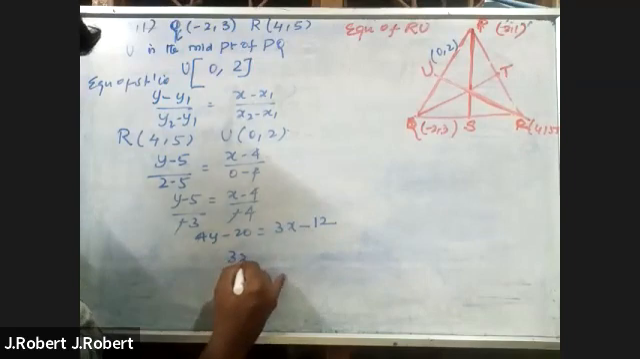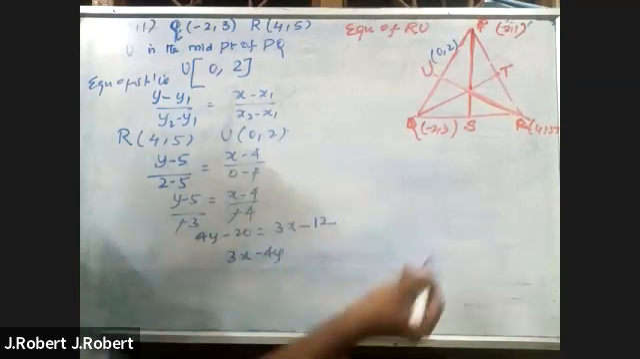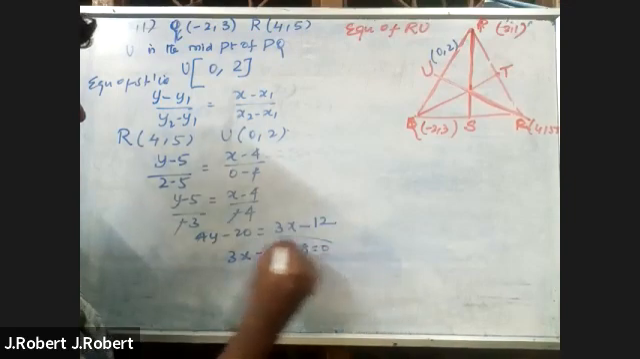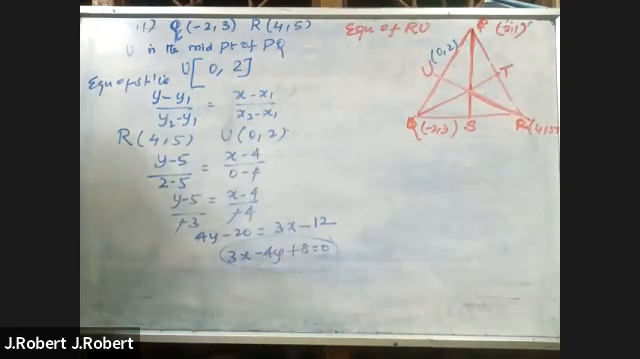Therefore we can write this as 3x minus 4y. Bring this 20 to that side, this becomes plus. Plus 20 minus 12, plus 8 equal to 0. This is the required equation of the median. This is how you have to find it.